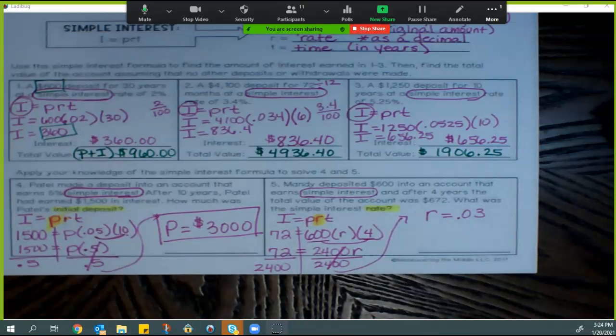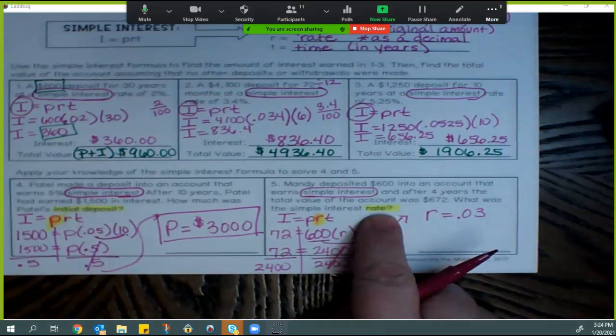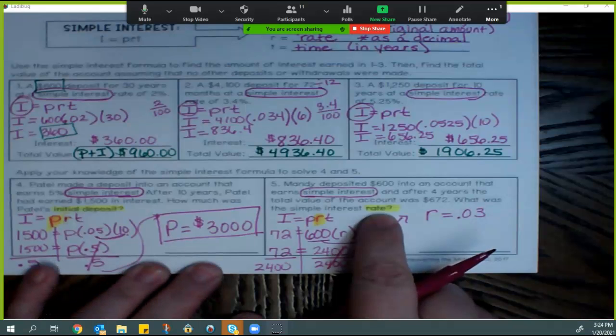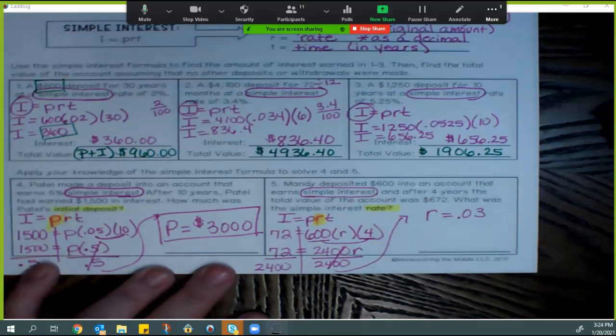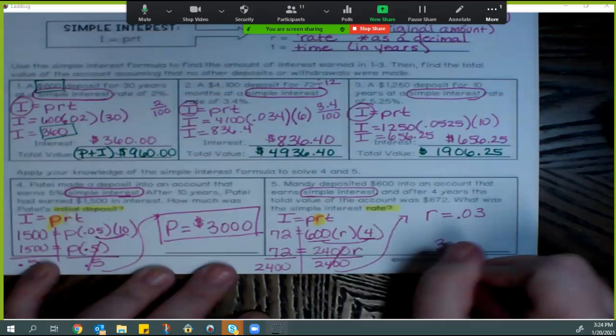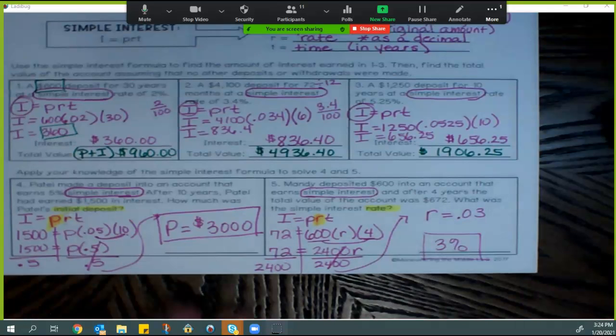But now we have to be careful. They're asking about the rate. Anytime we read a problem, how did they give us the rate? As a percent. So if this was a test question, all of your answer choices are going to be percents. So I need to change this decimal to a percent. Move it back twice. So 3%, or multiply by 100. 3%. Very good.